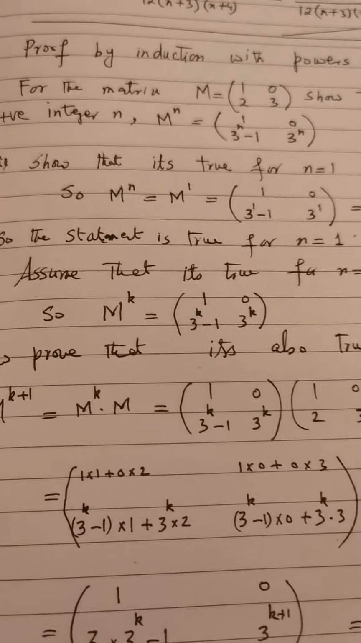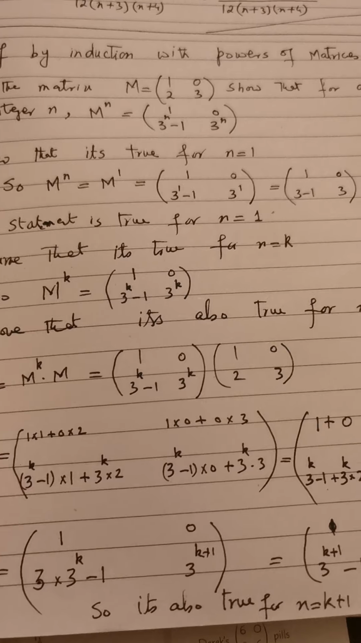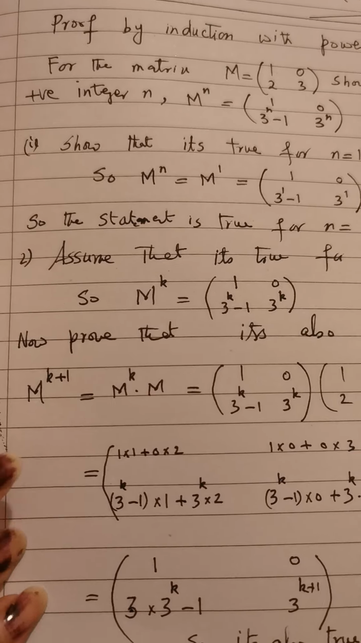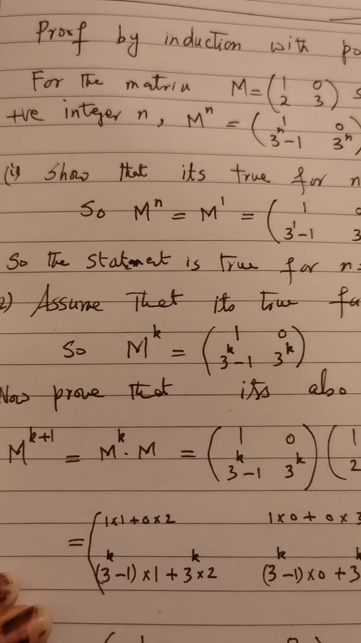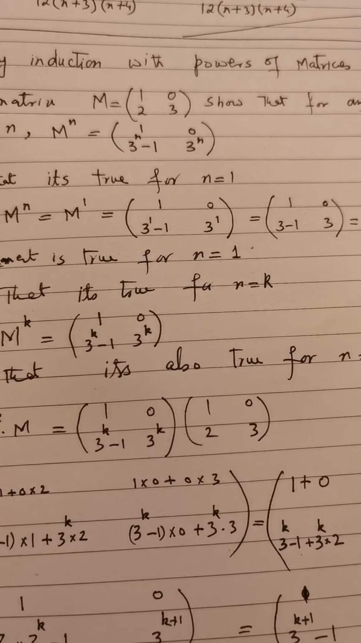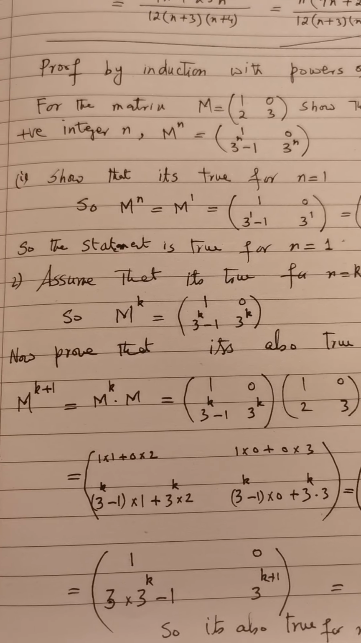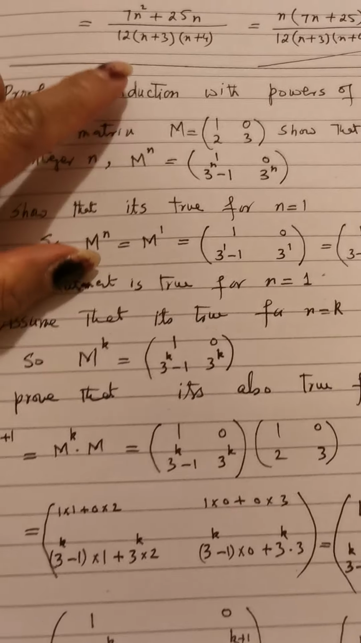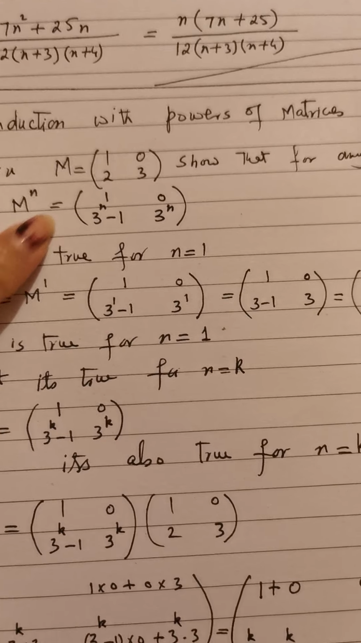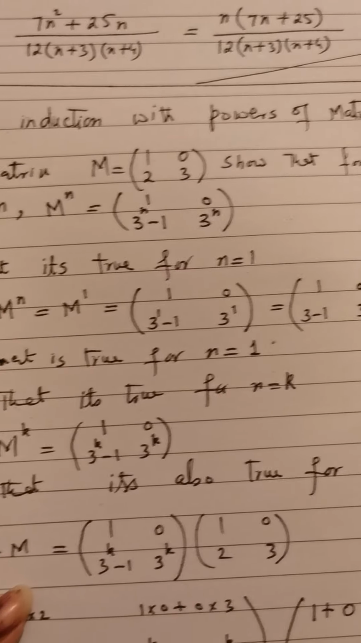In this video we will prove by induction the powers of matrices. For the matrix, for example, they have given M is equal to [1 0; 2 3], then they ask us to show that for any positive integer n, M^n is equal to [1 0; 3^n - 1, 3^n].